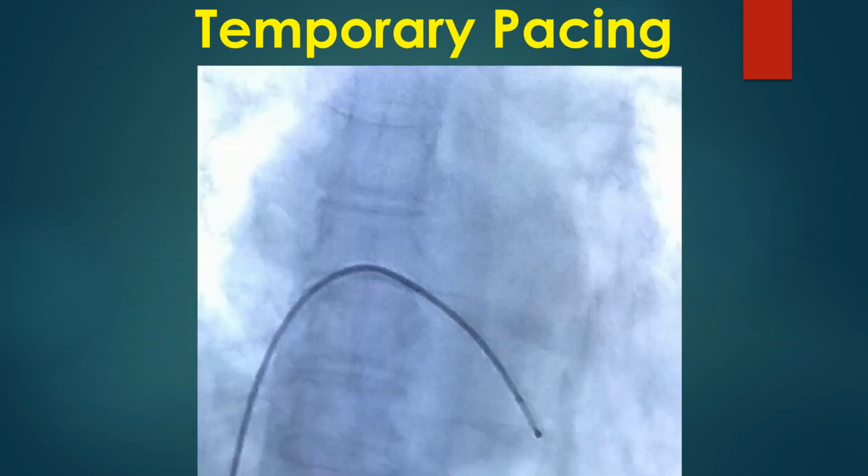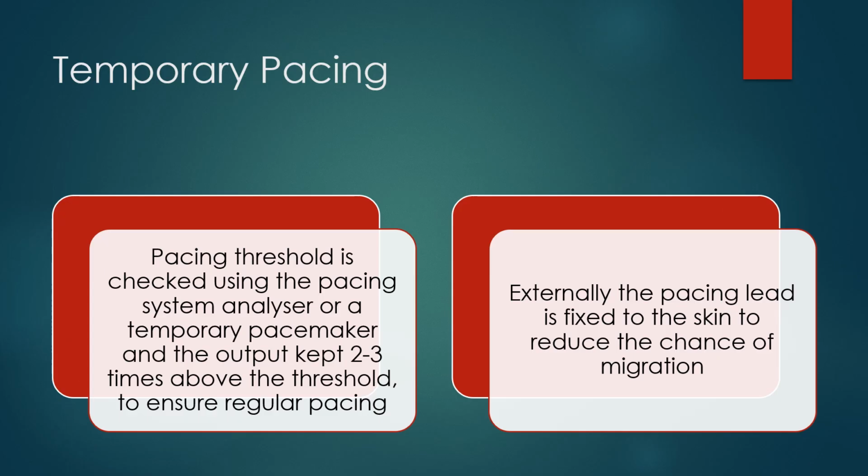This fluoro shot is that of a temporary transvenous pacing through the femoral vein. The pacing lead is introduced through percutaneous puncture of the femoral vein in the groin. Lead is introduced under fluoroscopic guidance through the inferior vena cava and right atrium into the right ventricular apex. Pacing threshold is checked using the pacing system analyzer or a temporary pacemaker, and the output kept 2 to 3 times above the threshold to ensure regular pacing.